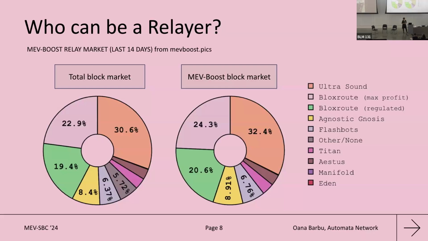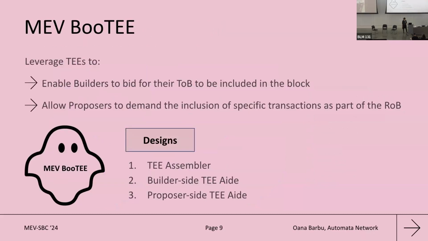There's no incentive, nothing for the relayer to be gained. So we are also thinking of whether we can remove the relayer from the picture. Okay, so this is how MEV BooTEE came to life.